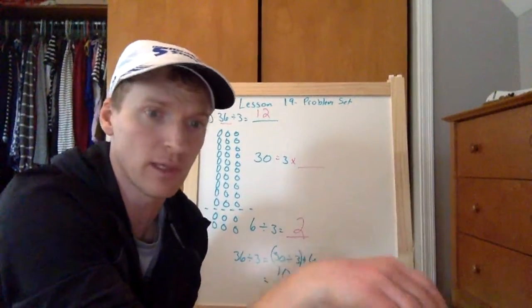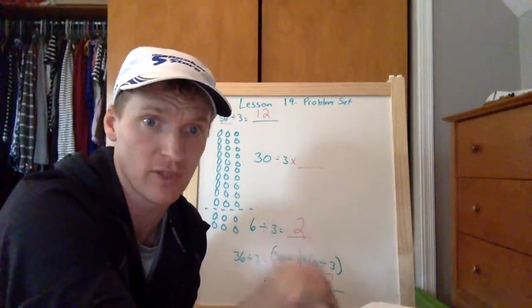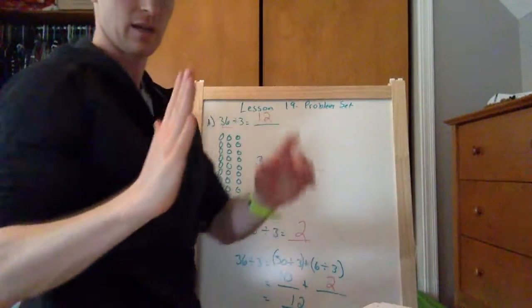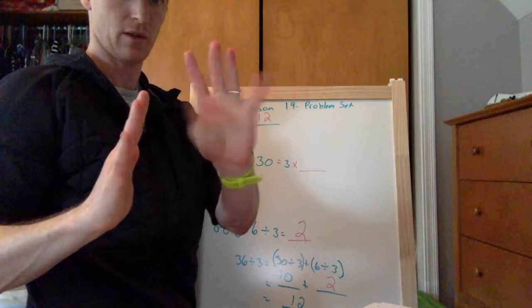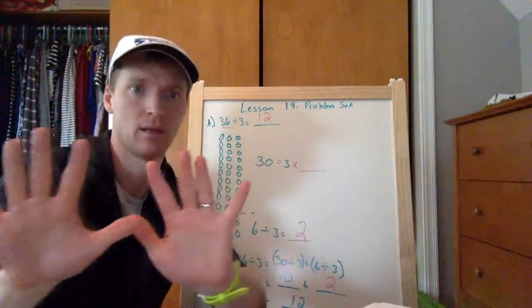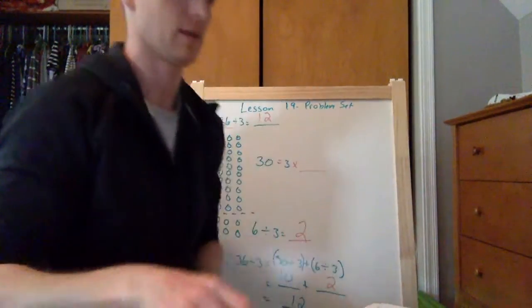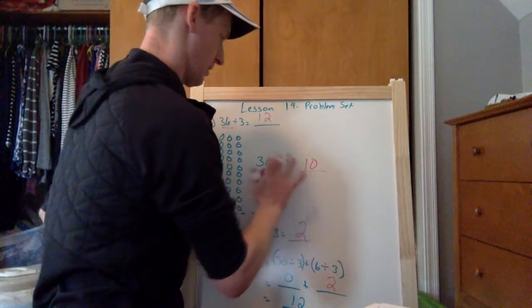We count by our 3's until we hit 30, and then we count how many fingers we put up, if we can do it with just fingers. 3, 6, 9, 12, 15, 18, 21, 24, 27, 30. How many? You see? 1, 2, 3, 4, 5, 6, 7, 8, 9, 10. Okay? That's all it is. But they did it this way.